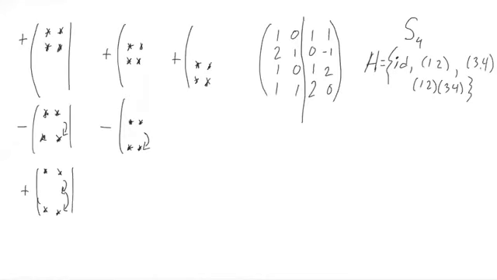Let's take a look at an example of how we can compute the determinant of a 4 by 4 matrix using only determinants of 2 by 2 submatrices.